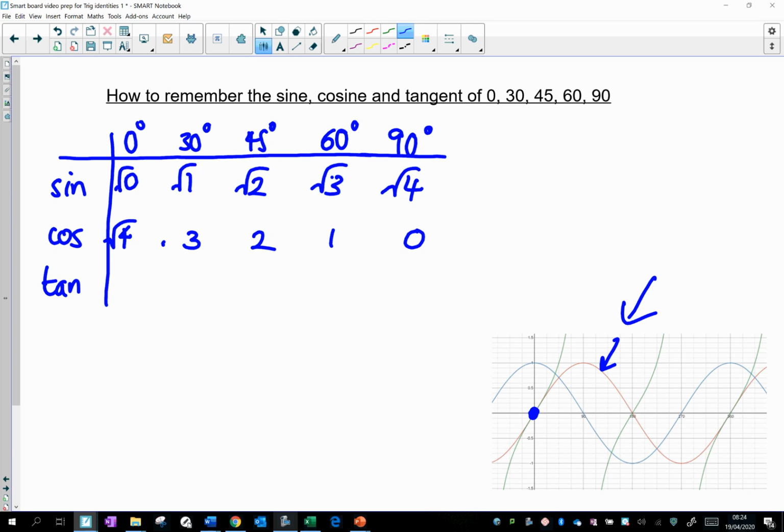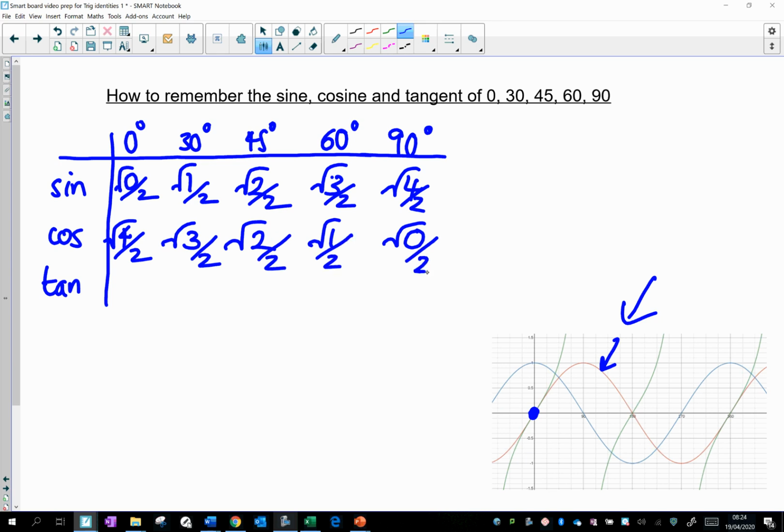Root, root, root, root, root. And you then divide absolutely everything by 2. So divide by 2, divide by 2, divide by 2, divide by 2, divide by 2. So all you've got to do is just remember this process: square root, then divide by 2.